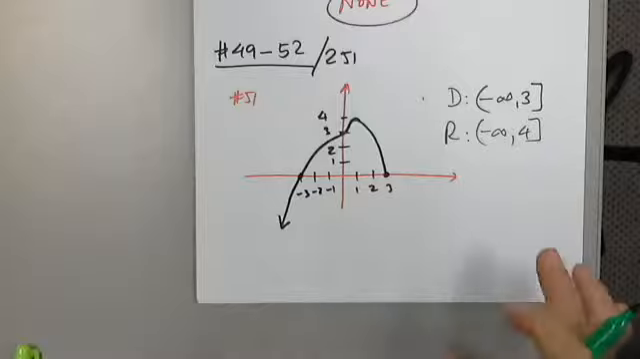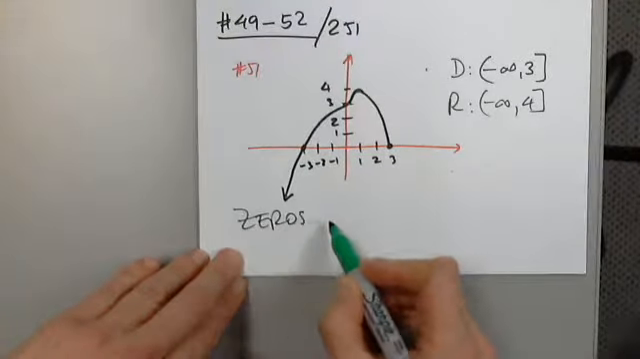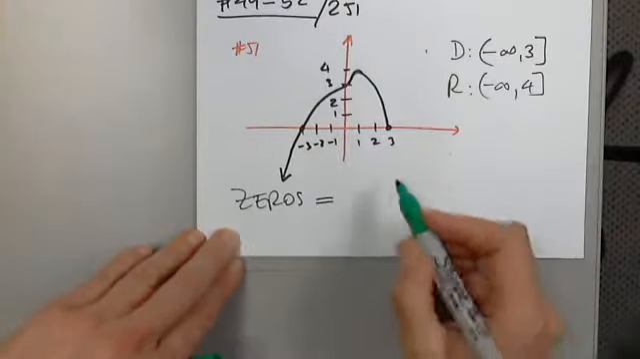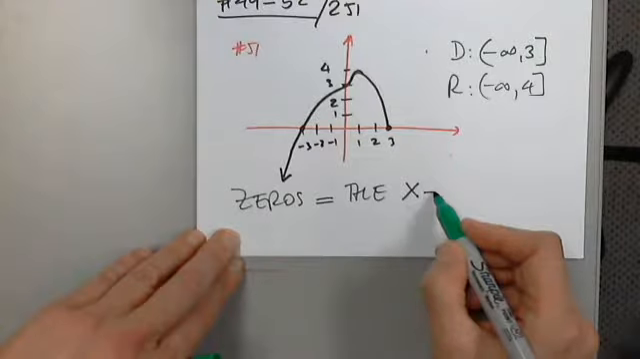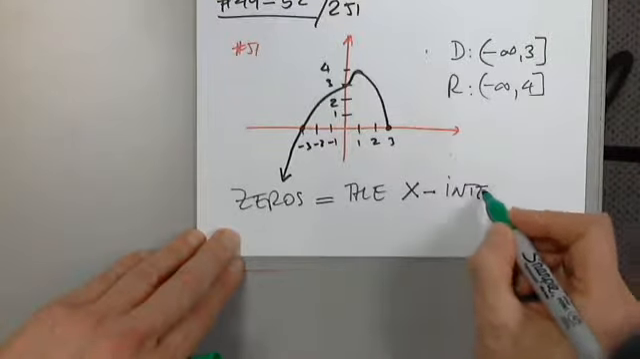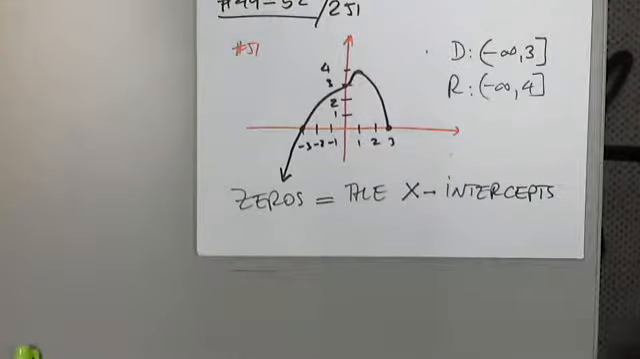The zeros of the function. Remember what we said that the zeros were? The same thing with the... Very good. Indeed. The zeros of a function or the x-intercepts, same thing. Good. Can anyone identify in an ordered pair format the zeros or the zero of this function?